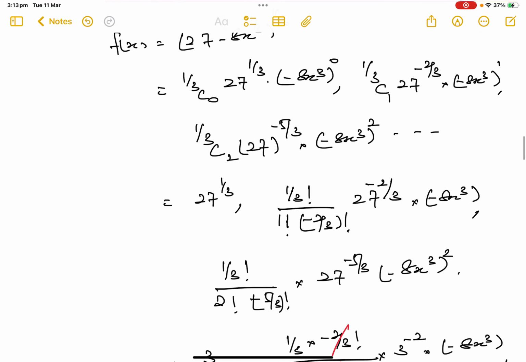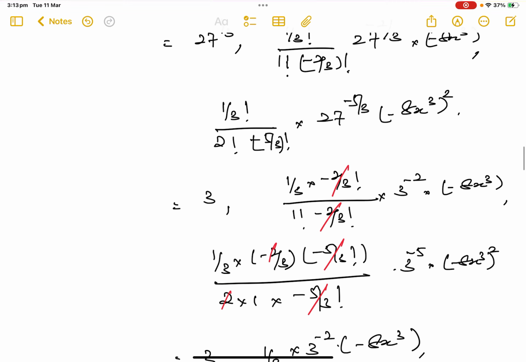Further simplification: 27 to the power of 1/3 is 3. We can write 27 as 3 cubed, so 3 times 1/3 cancels out, just 3. So that is equal to 3, the first term. For the second term, we can write 1/3 factorial as 1/3 times minus 2/3 factorial, so the minus 2/3 factorial cancels out, only 1/3 is left.